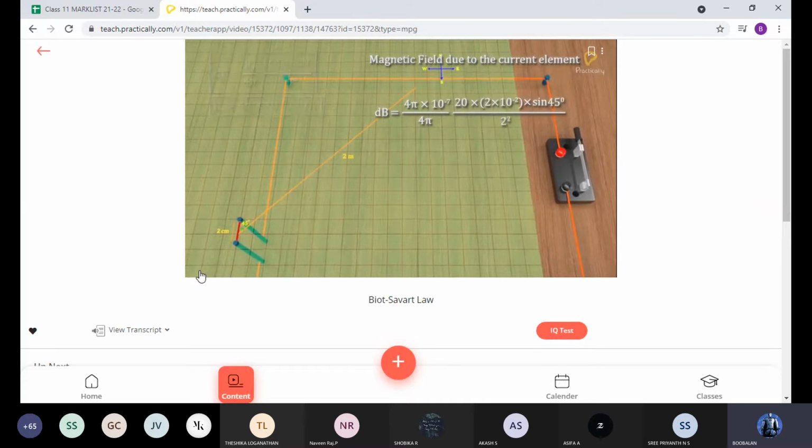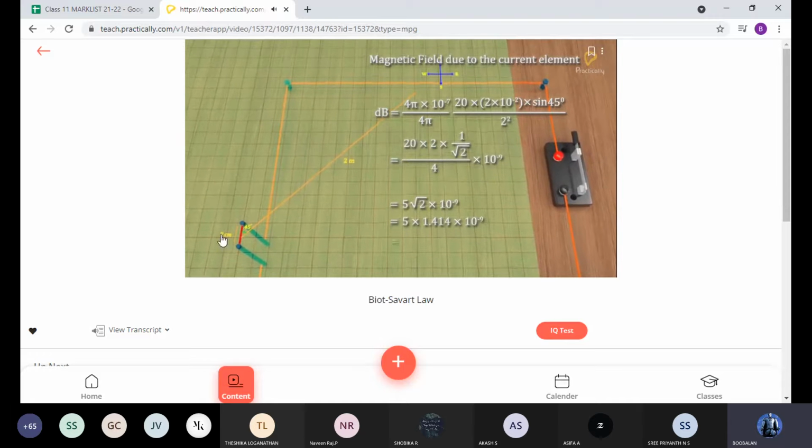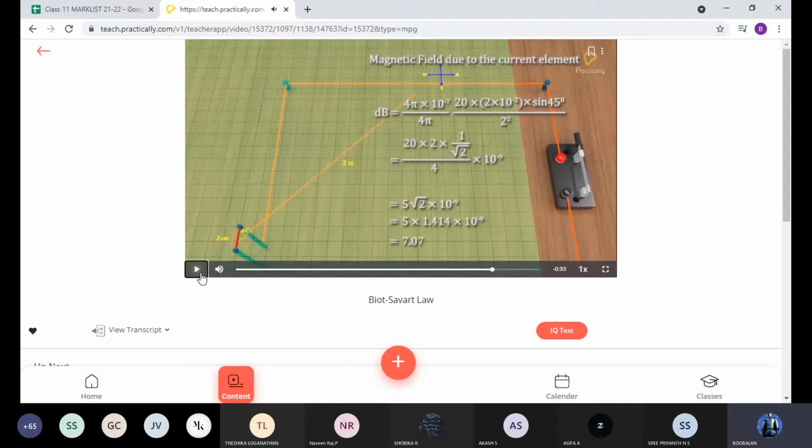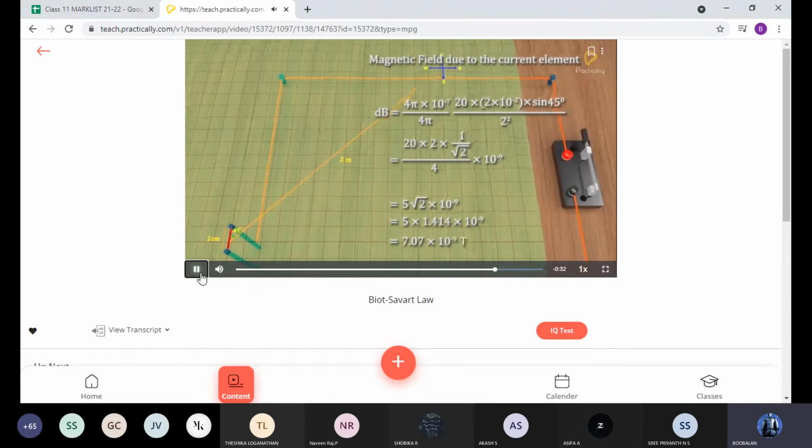Centimeter converted into meter, sine 45 degree. So sine 45. This gives the magnetic field at P as 7.07 into 10 power minus 9 Tesla. The value is 7.07 into 10 power minus 9 Tesla. Centimeter converted into meter, sine 45.